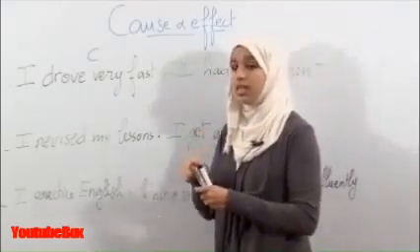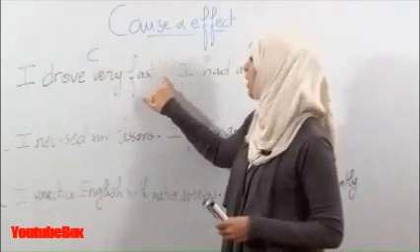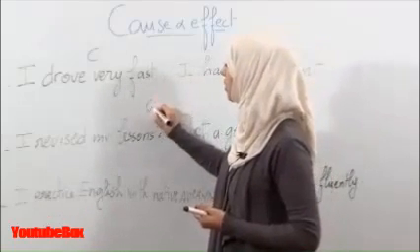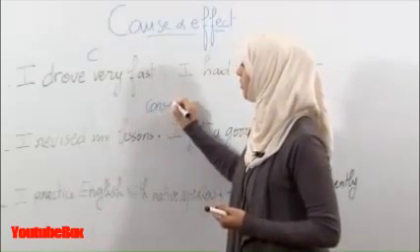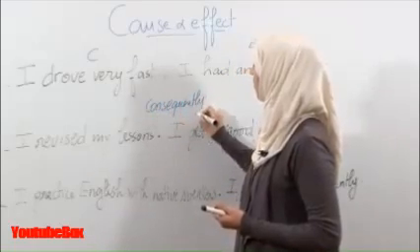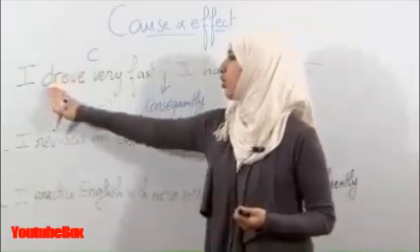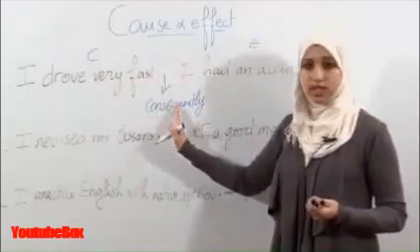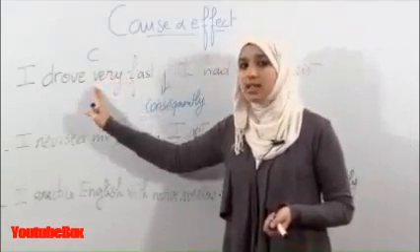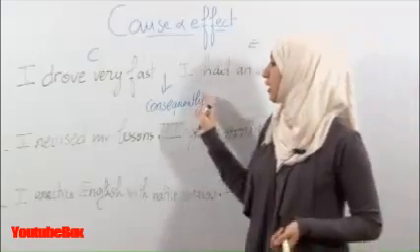Let's rewrite again the sentence. I drove very fast. I'm going to take the dot away, okay? I'm going to replace it with consequently. So, here, I drove very fast. Consequently, I had an accident. So because I was driving fast, that was the consequence. I had a bad accident, all right?